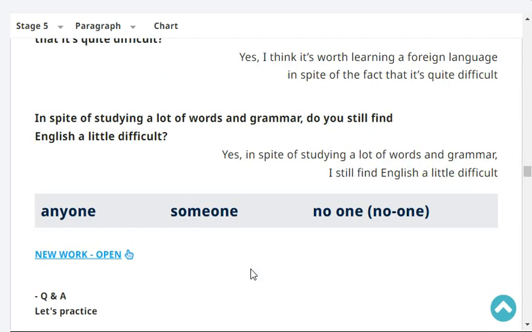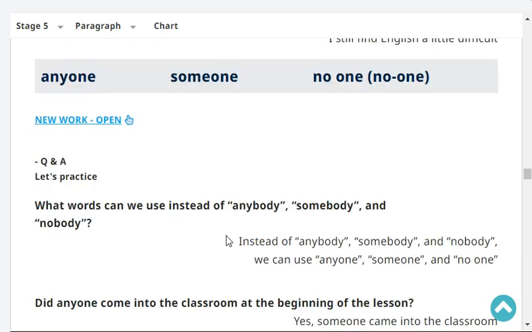In spite of studying a lot of words and grammar, do you still find English a little difficult? Yes, in spite of studying a lot of words and grammar, I still find English a little difficult. Very good.